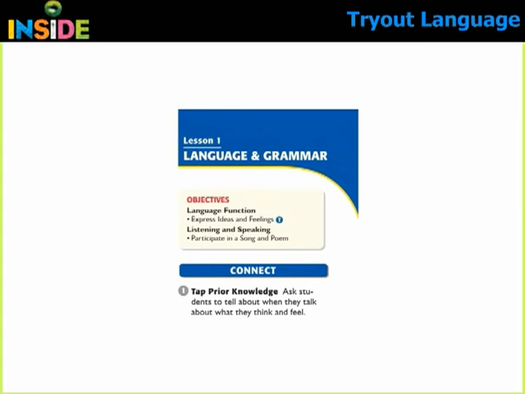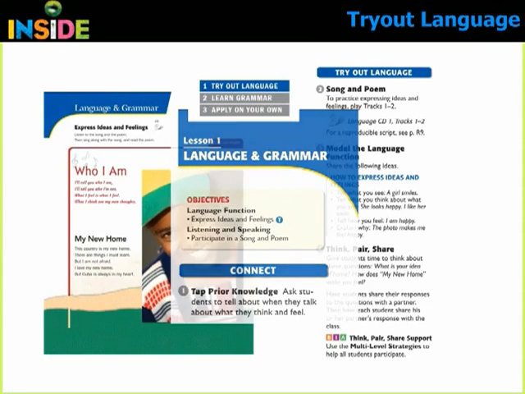We begin with explicit instruction of a language function providing special supports for English learners. Our first step in this process is to tap students' prior knowledge by getting them to talk about something that relates to the language function at hand. In this case, they are focusing on expressing ideas and feelings, so we start off by getting them to talk about what they think and feel.